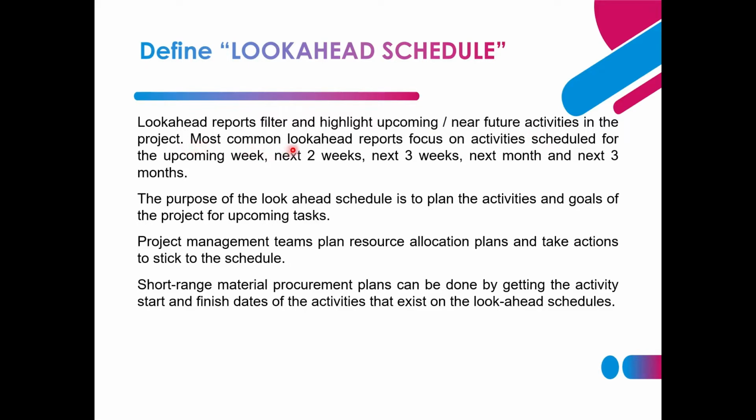The most common look-ahead reports are 2 weeks look ahead, 3 weeks look ahead, a month look ahead, or 3 months look ahead. The purpose of a look-ahead schedule is to plan the activities and goals of the project for upcoming tasks. The project management team plans resource allocation and takes action to stick to the schedule. A short range material procurement plan can be done by getting the activities' start and finish dates that exist in the look-ahead schedules.